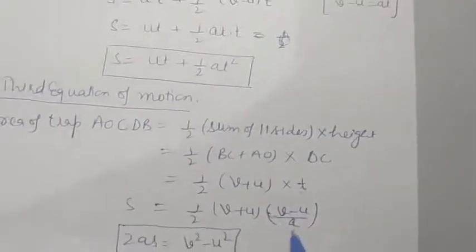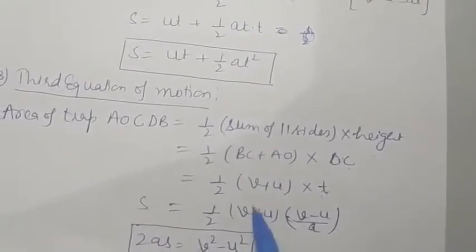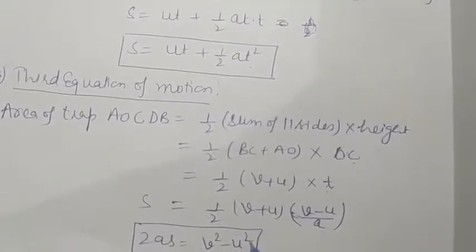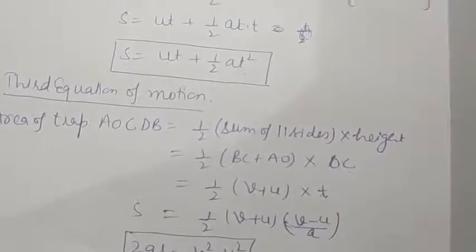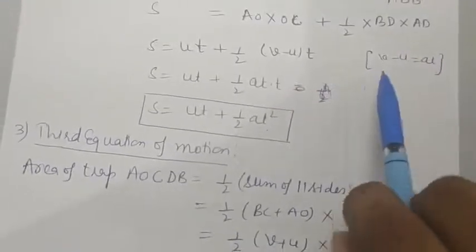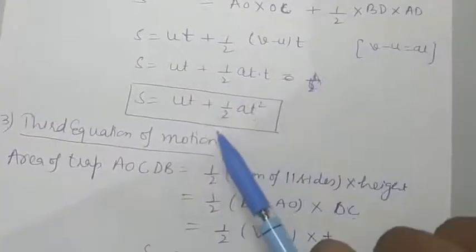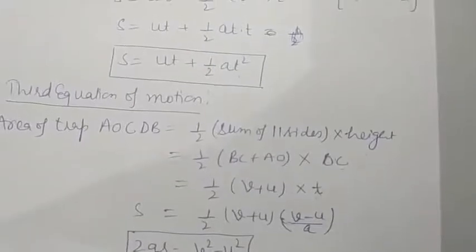Now do the cross multiplication. 2a will be there, 2as equals v plus u into v minus u, that will be v square minus u square. So v square minus u square is equal to 2as. These are the three equations of motion. One is v minus u is equal to at or v is equal to u plus at. Second is s is equal to ut plus half at square. And third is v square minus u square is equal to 2as.